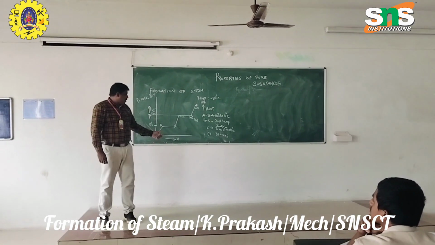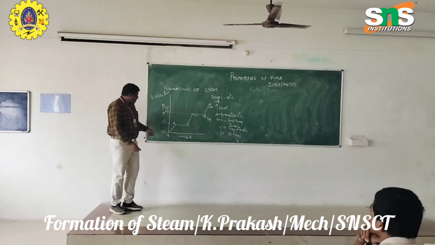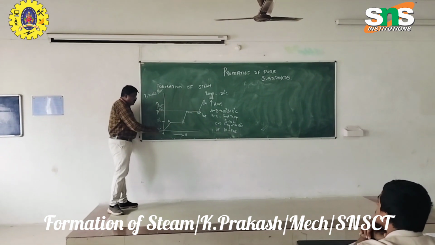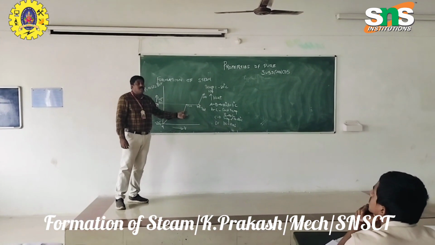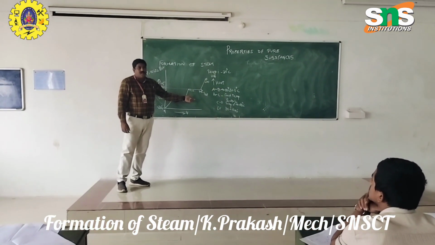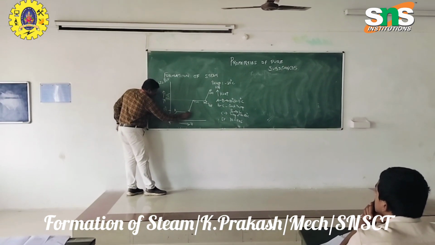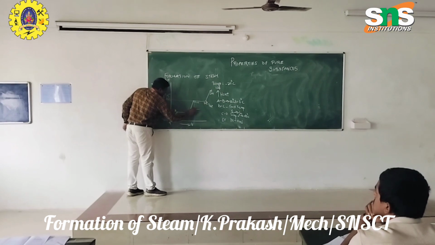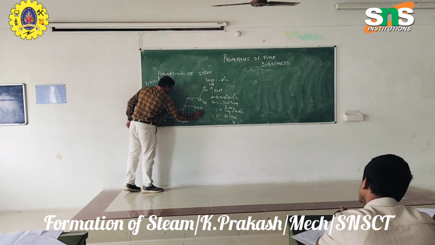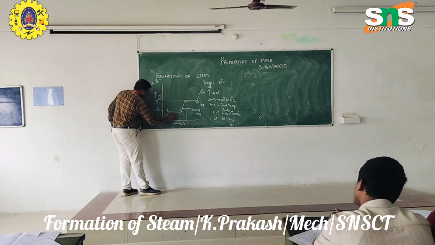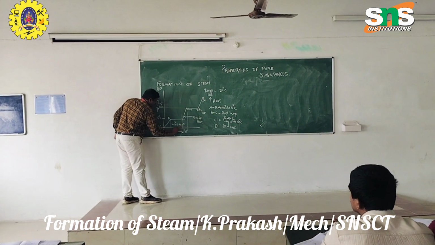So this is the formation of steam. Here, as the temperature is increasing, the volume is also increasing. When heat is applied, the volume also increases. In this stage we are supplying heat, and here also we are supplying heat. The heat supplied in C to D is called sensible heat. The heat supplied at B to C is called latent heat of fusion.